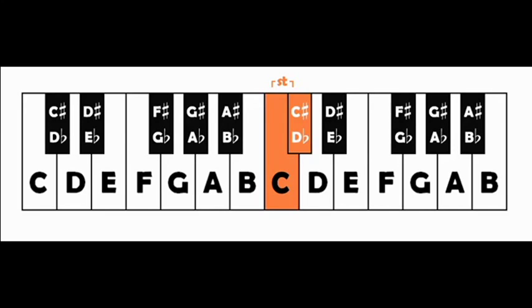We can say that a tone is made up of two semitones. C to C sharp is a semitone, C sharp to D is a semitone, and C to D is a tone.